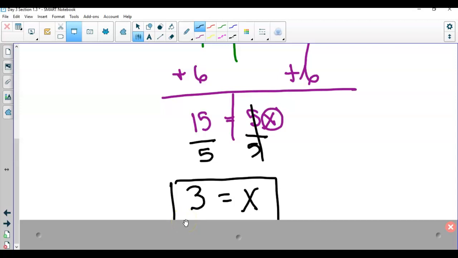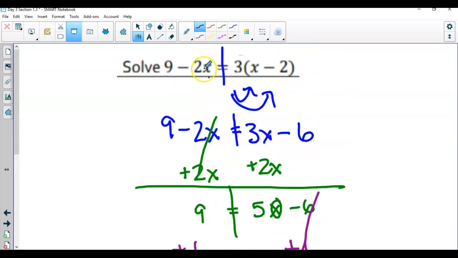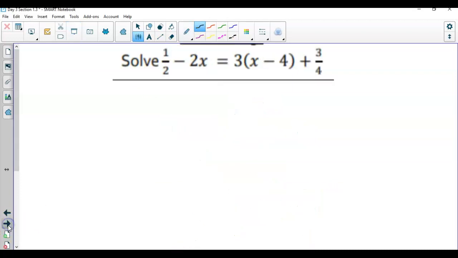Now keep in mind, at any point you're wondering, am I doing this right? You can always take what you got for an answer and plug it back into the x values, and you should have an equal or an equivalent statement here. Okay, let's keep moving on.